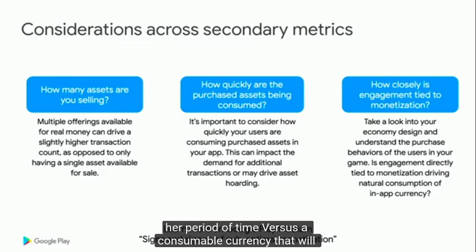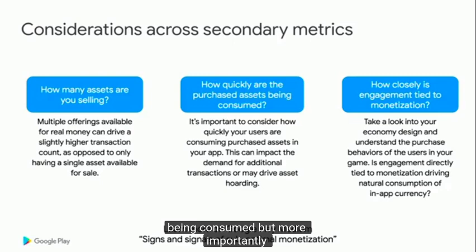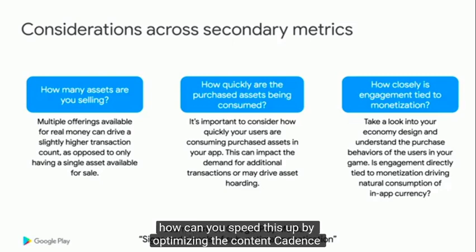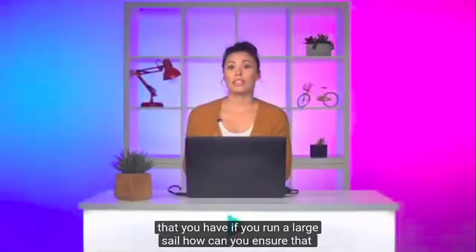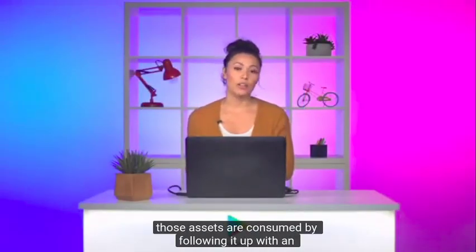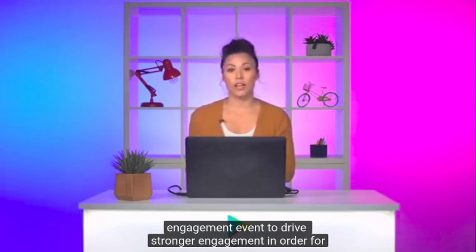You also want to think about your velocity of money, or how quickly the purchased assets that are entering your in-app economy are being consumed. But more importantly, how can you speed this up by optimizing the content cadence that you have? If you run a large sale, how can you ensure that those assets are consumed by following it up with an engagement event to drive stronger engagement in order for users to sink those in-app assets that they purchased?